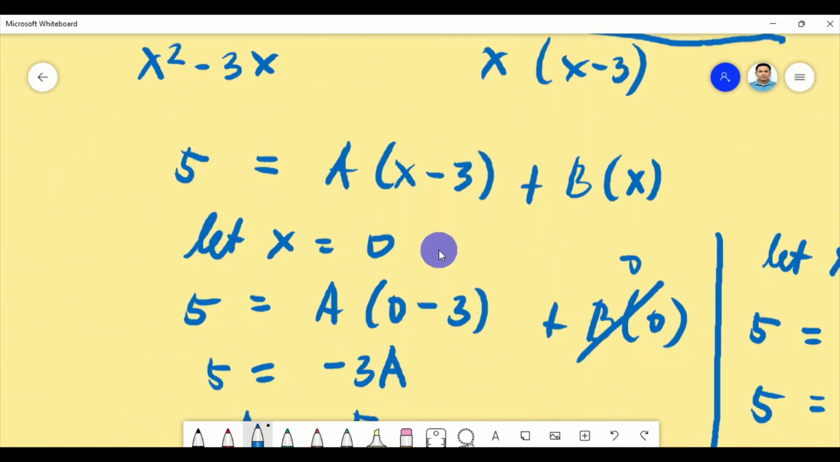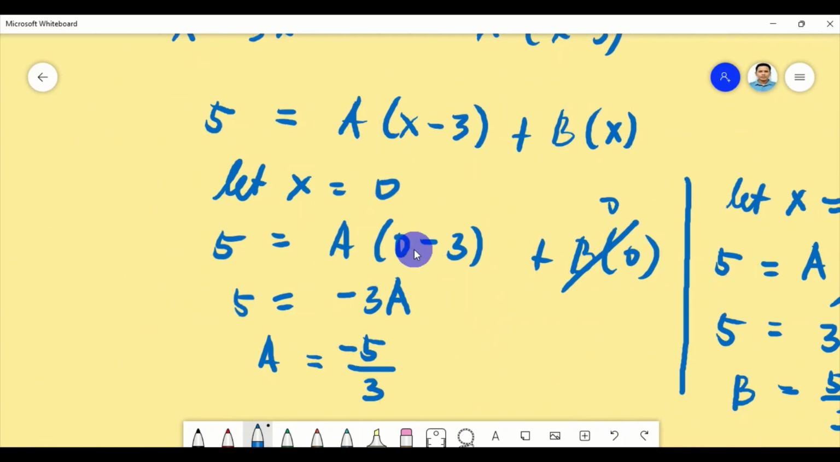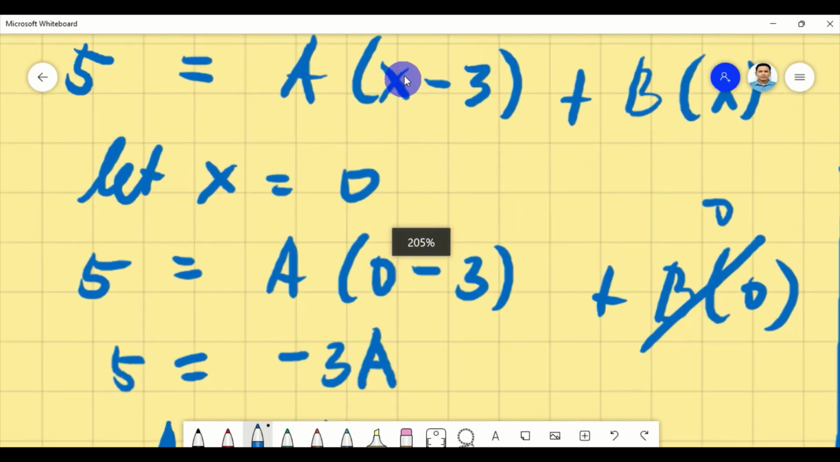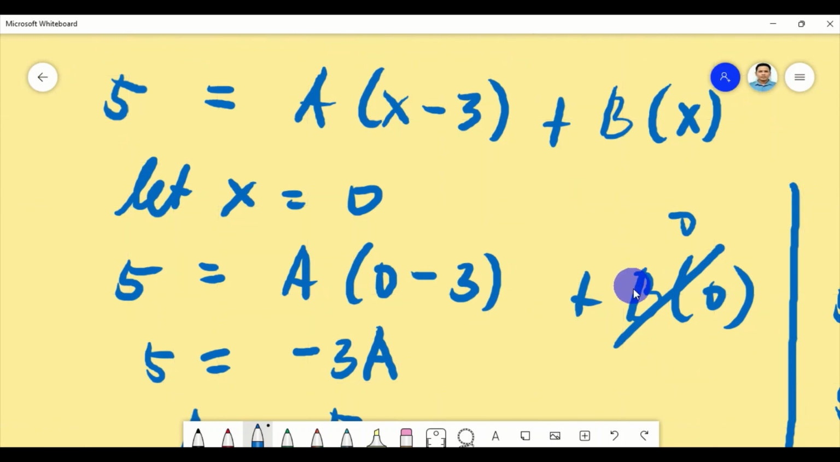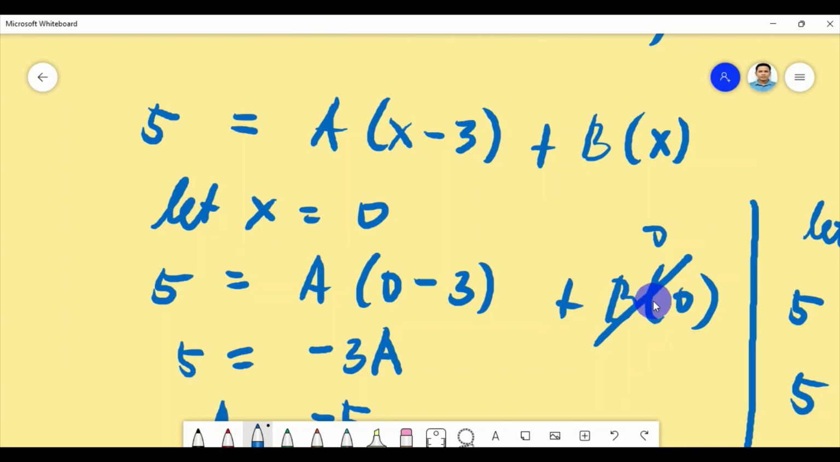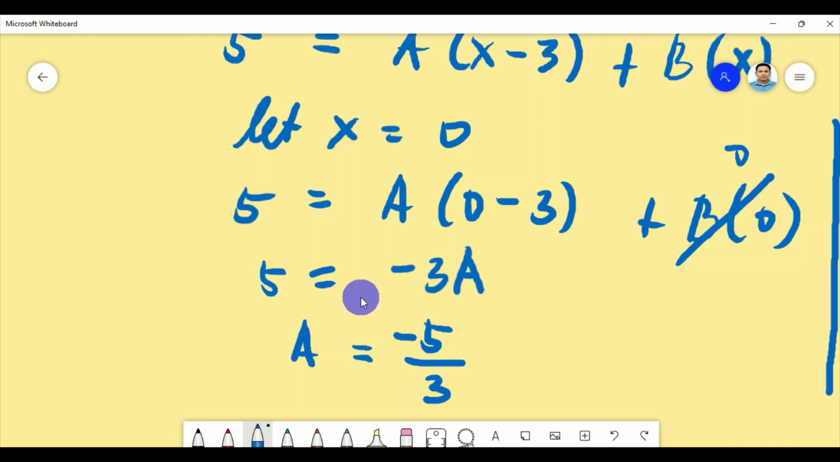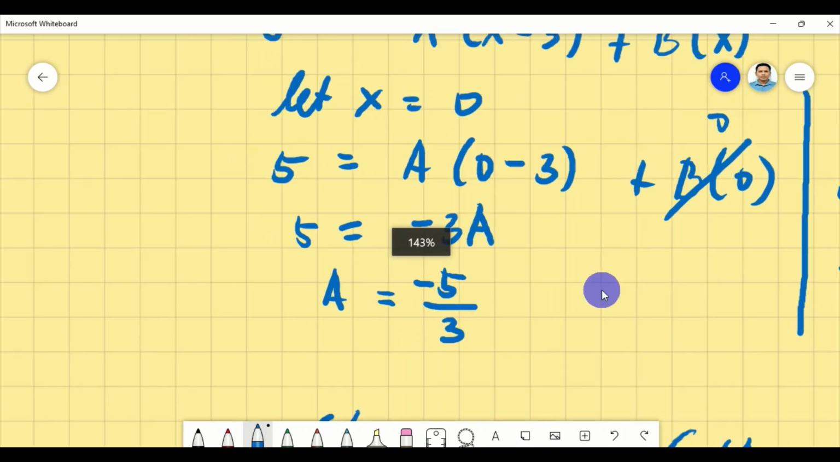And then again, we think of a number that will make your second expression equal to 0, and that is x is equal to 0. So we substitute the value of x in our equation. You have 5 is equal to a times the quantity of 0 minus 3. Your x here is being replaced by 0 already. Plus b times, of course, the value that is being mentioned earlier, that is 0. So your b times 0 will give you 0. Definitely, you're left with the equation 5 is equal to negative 3 times a. So your a here, therefore, is negative 5 over 3.